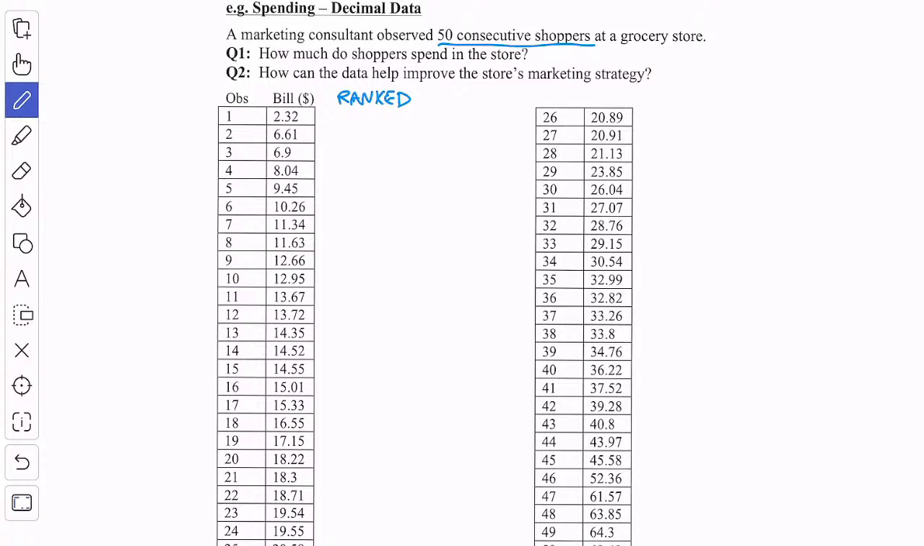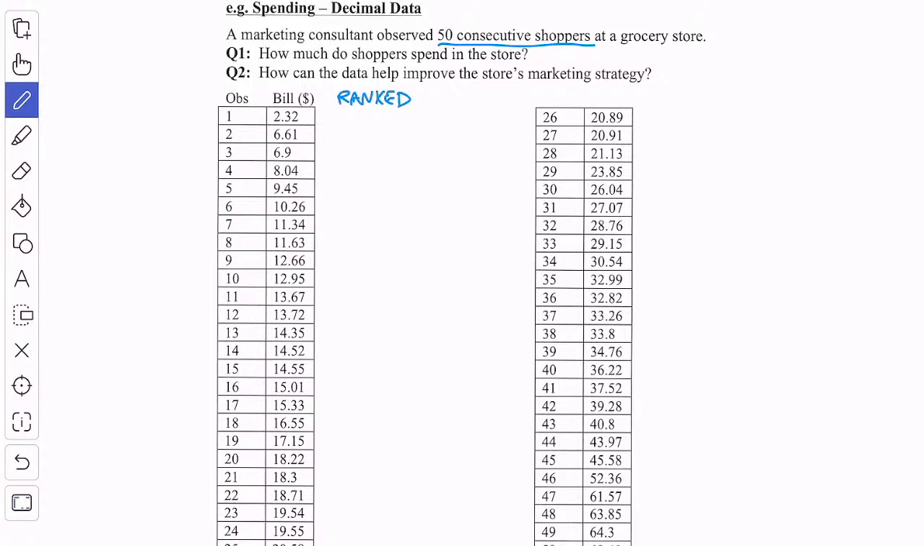The research questions are: question 1, how much do shoppers spend in the store? And research question 2 is, how can the data help improve the store's marketing strategy? So we need to summarize this data. We're going to do this in the systematic way known as the 5 features, and then answer the questions. Okay, we're going to answer the questions once we have the 5 features.